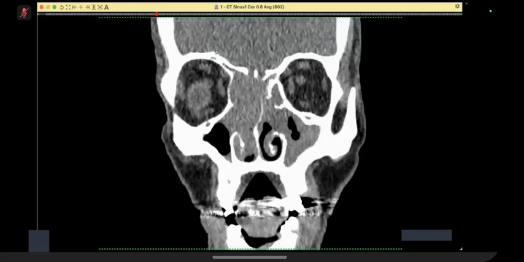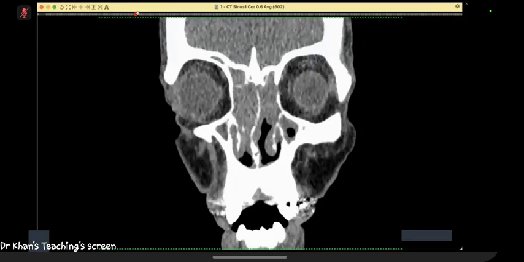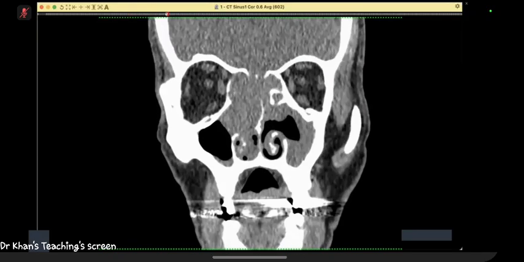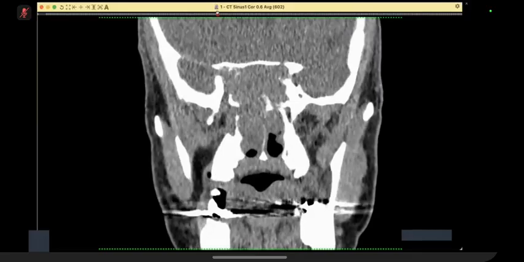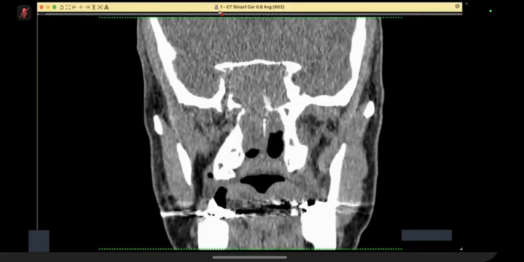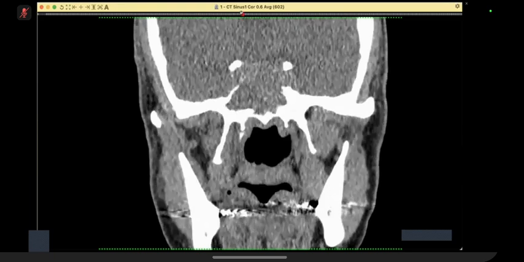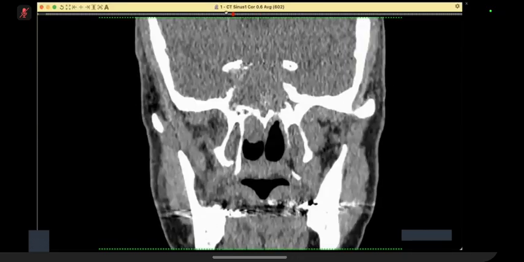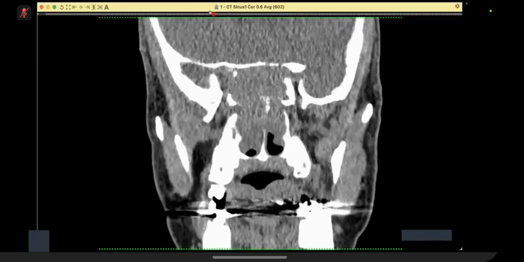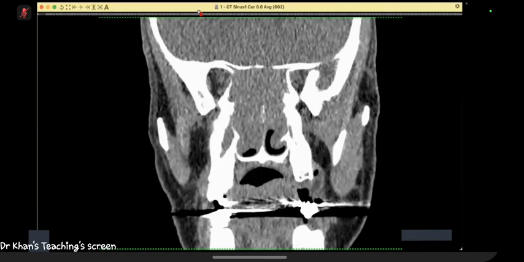Okay, this is a soft tissue window or coronal section of the same patient. I can see that there is a soft tissue opacification of the nasal cavity, left-sided maxillary sinus extending posteriorly, involving the ethmoid and the sphenoid sinuses and causing erosions of the bone. So I think this is an aggressive process, likely centered within the nasal cavity, just extending into the paranasal sinuses.